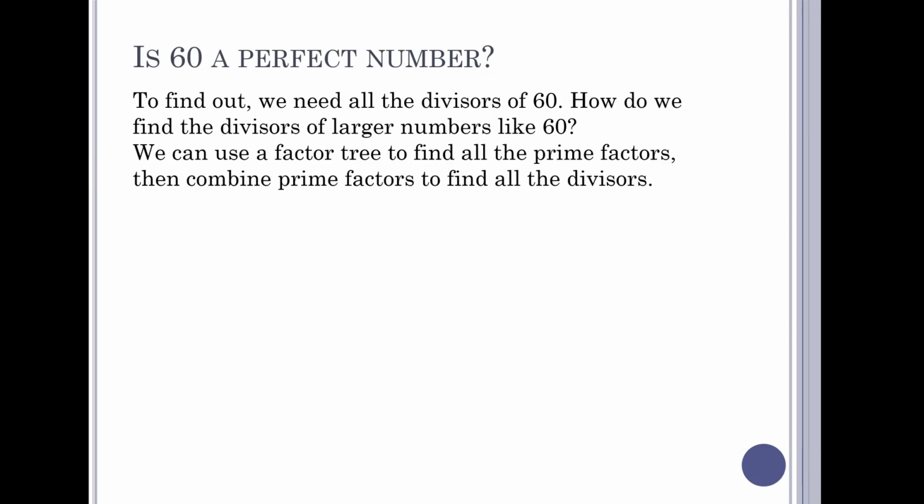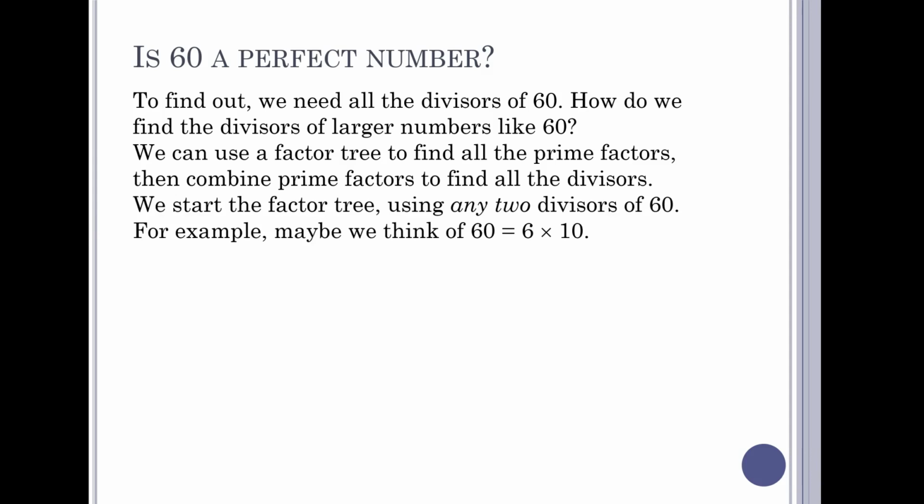One way to find the divisors of 60 is to use a factor tree to find the prime factors, and then combine the prime factors to find the divisors. We can start the factor tree using any two divisors of 60 that pop into our head. So maybe we think 60 is 6 times 10. Great, we'll start with that. If that's not what you thought of that goes into 60, you can start with the two numbers you thought of, which I'll show you in a second.